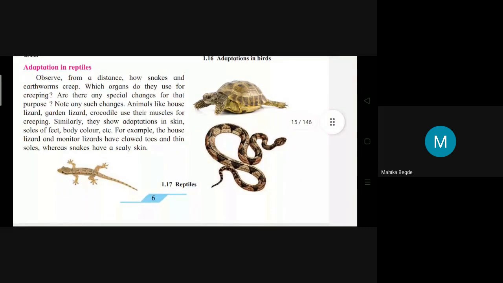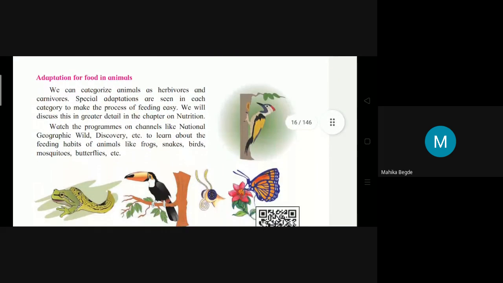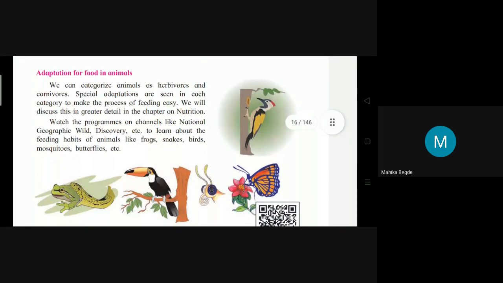Then adaptation in reptiles. How are reptiles adapted to their environment? They have a scaly structure on their body, and they have claw toes and thin soles. Some snakes also have this scaly skin.